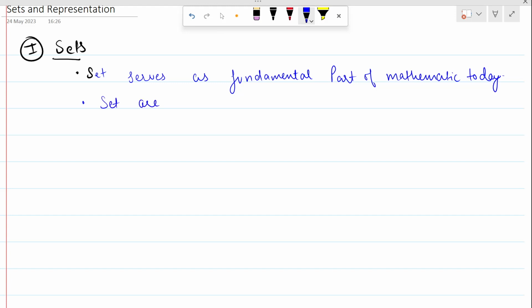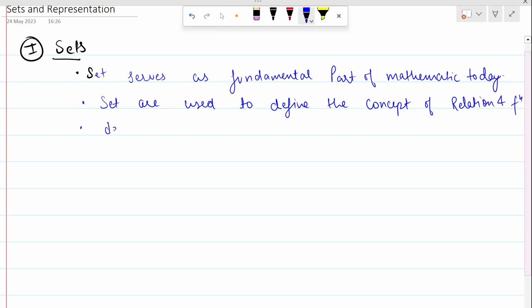Sets are used to define the concept of relations and functions. And it is developed by German mathematician George Cantor.